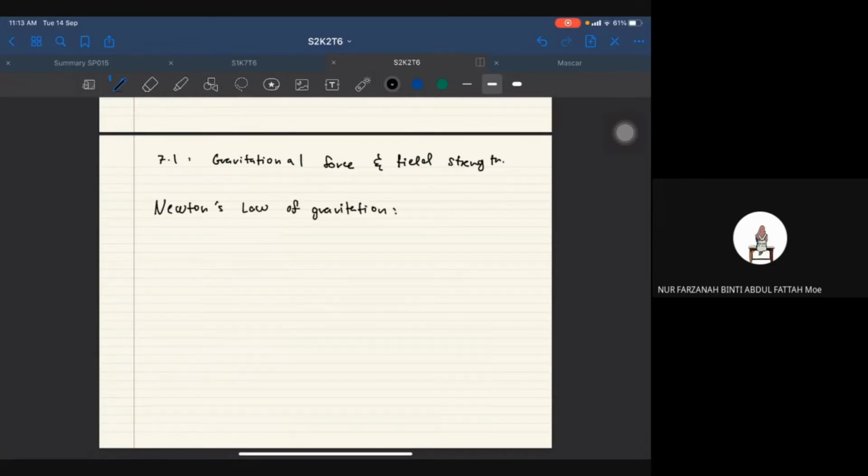Okay, Newton's law of gravitation, siapa boleh beritahu apa dia? Dia cakap apa? Newton cakap apa? Can somebody tell me, please?